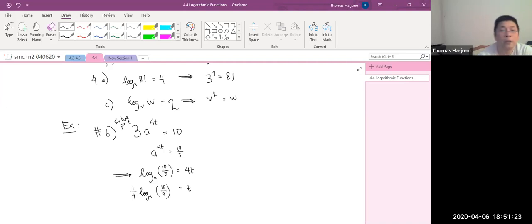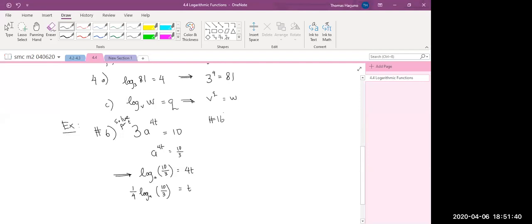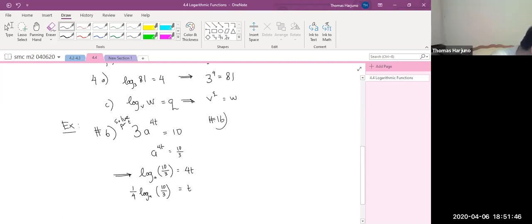Okay, we have more exercises for you to do later on. Let me jump all the way to, for example, number 16. Number 16 is find the value. Part G: log base 2 of 128 equals what? How do we solve this problem?